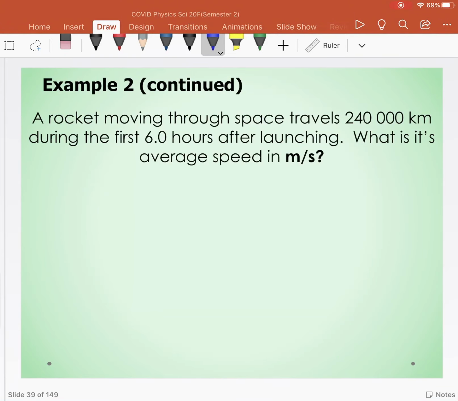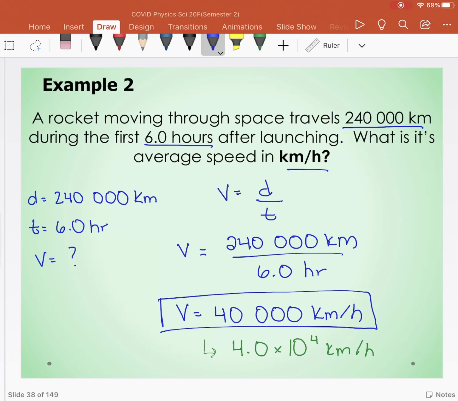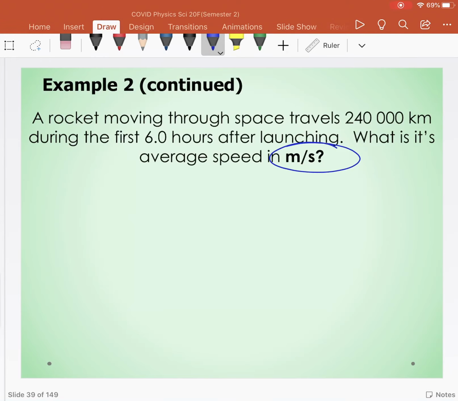Okay, a rocket moving through space travels 240,000 kilometers per hour during the first 6 hours. What is his speed in meters per second? So this is a continuation. I'm going to simply take my answer from the previous question and then do a unit conversion, practicing that skill. First we write the value in fraction form. That's 40,000 kilometers per hour. I'm converting to meters per second, so this is going to take 2 steps. Hours needs to be on the top of my fraction in order to cancel out, and there are 3,600 seconds in 1 hour.